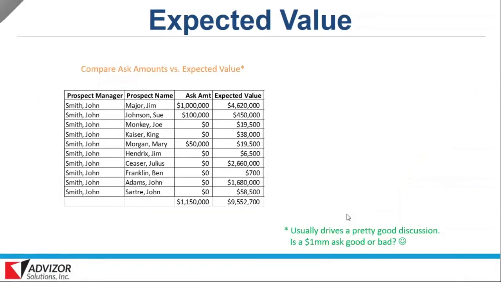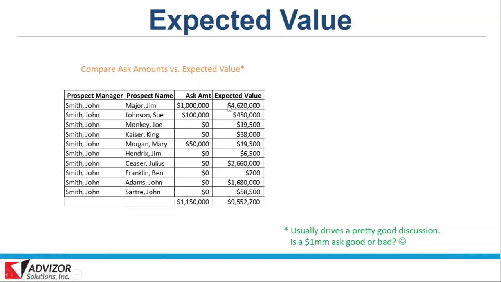So now I have the situation where I'm the manager and I'm going to ask some questions. And note, this usually drives a pretty good discussion. Is a $1 million ask good or bad? The $1 million ask would drive a discussion. This guy has an expected value of $4.6 million. This looks low. We want to know why. It could be the capacity's off, or the person isn't liquid, or the factors in the attachment just aren't right. That's fine. But you at least want to have the discussion.